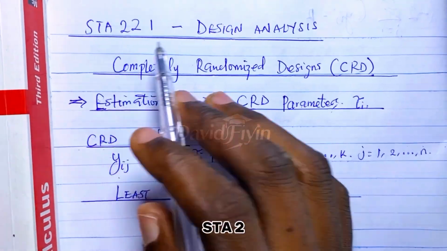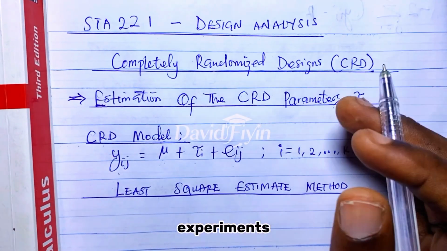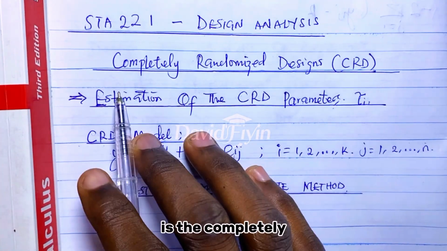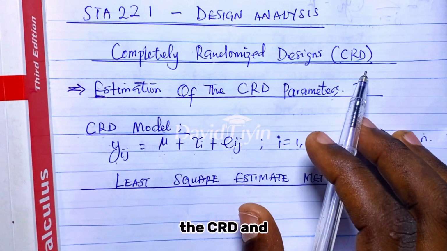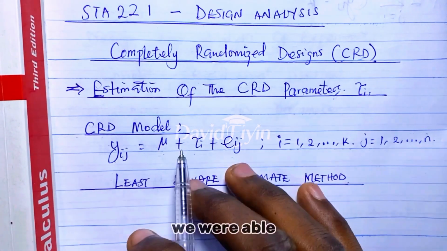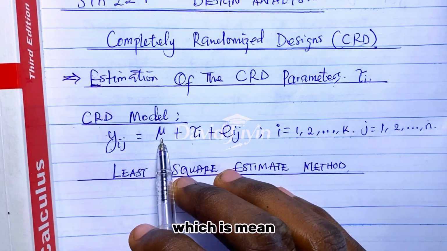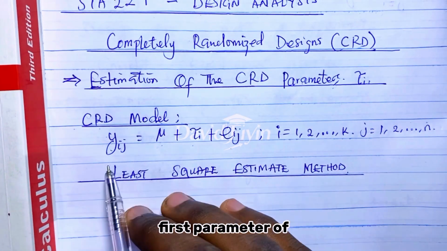We are still on the course STA 221 Design and Analysis of Experiments, and the aspect that we are still considering under this course is the Completely Randomized Designs, the CRD. And in our last video, we were able to derive the equation of the overall mean, which is mu. We estimated the first parameter of the CRD model.